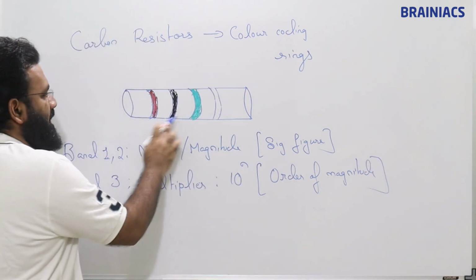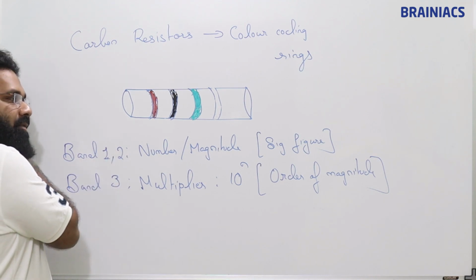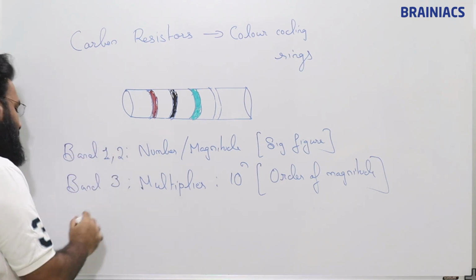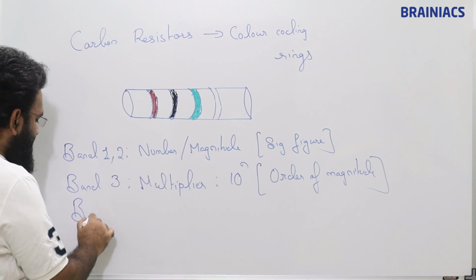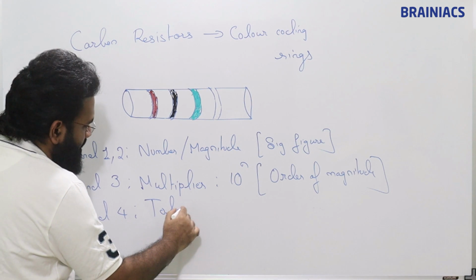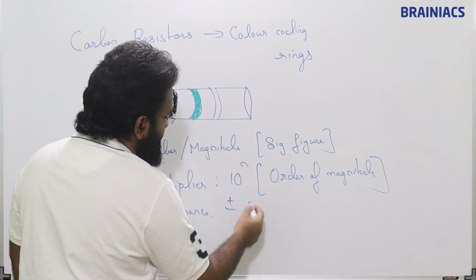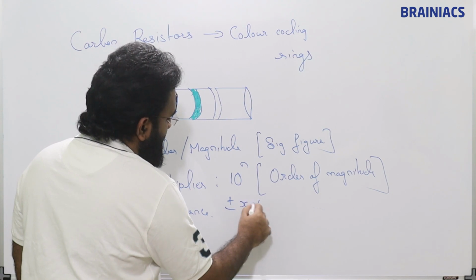Okay, so by seeing these colors, we will be able to write like this, and we will be able to find the value of resistance. So band 4 is nothing but tolerance. Tolerance, plus or minus so and so percentage.